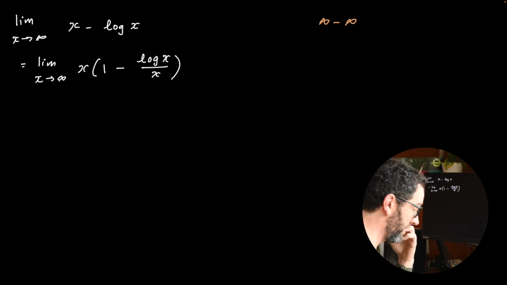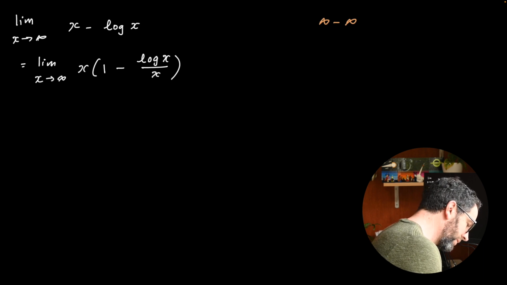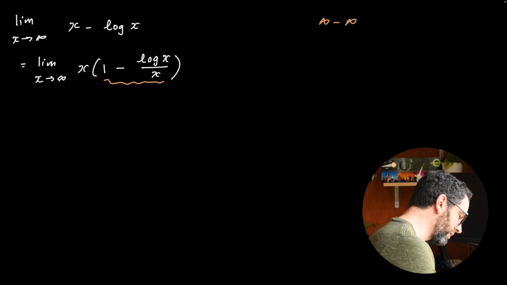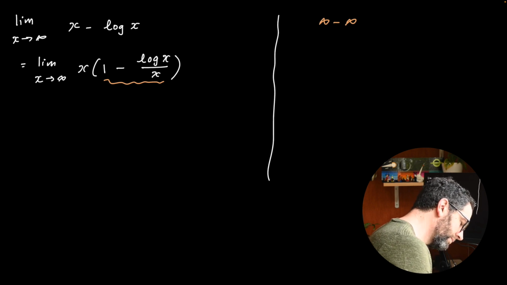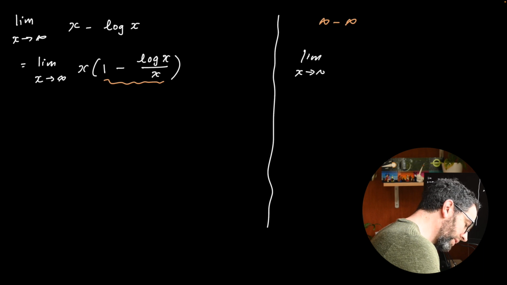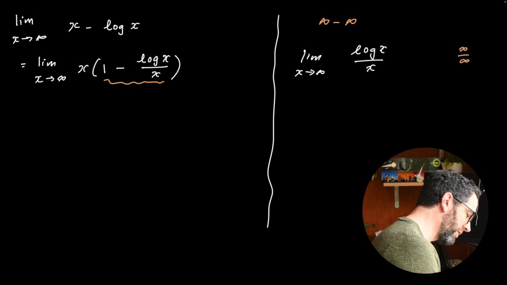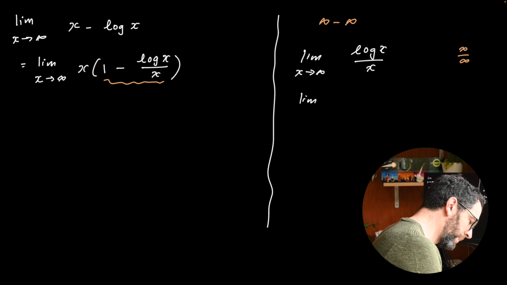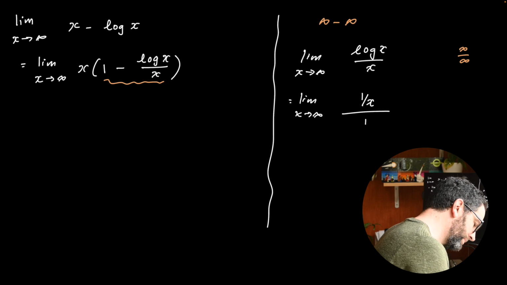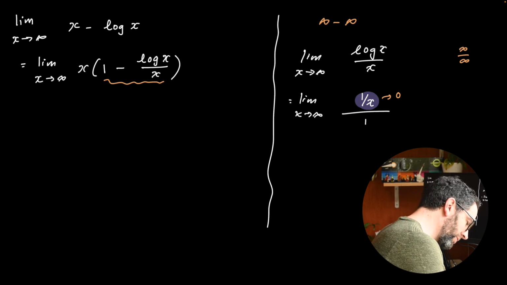So what we have here is now x times this thing here, which we can consider separately. If I look at the limit as x goes to infinity, let's just look at the log x over x piece. Now this is of the form infinity over infinity, and here I can use L'Hopital's rule to solve it. The derivative of log x is 1 over x, and the derivative of x is 1. The piece on top goes to 0, and the piece on the bottom goes to 1, obviously, and so that limit there is just equal to 0 over 1, or just 0.